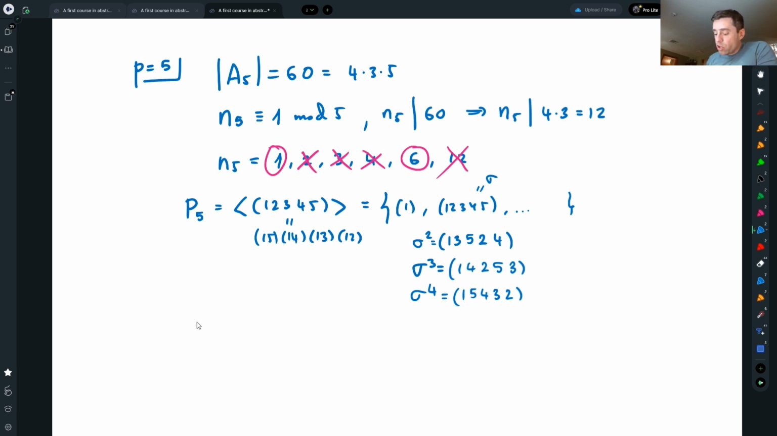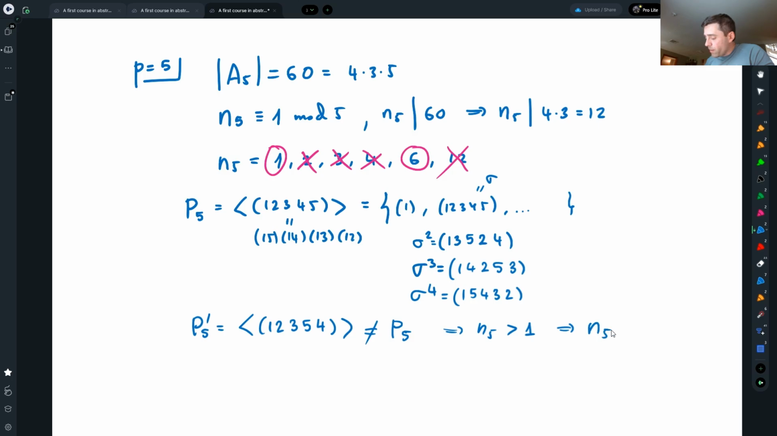So any of these, sigma, sigma squared, cubed, or to the fourth power, would generate the same subgroup. If I take any other one that is not in this sequence, for example 1 goes to 2, 3 goes to 5, and 5 goes to 4, this one is different. This has to be different from P5. So this tells me right away that N5 has to be bigger than 1. There is more than one Five-Sylow, and therefore there's only one option by the Sylow theorems. It has to be 6 of them.